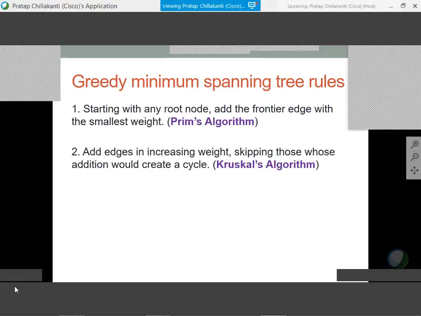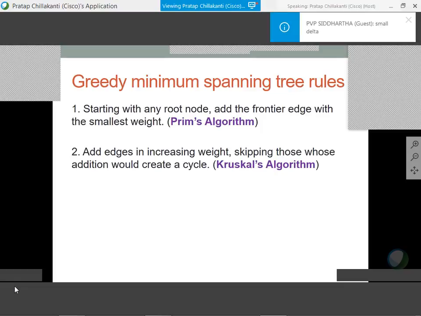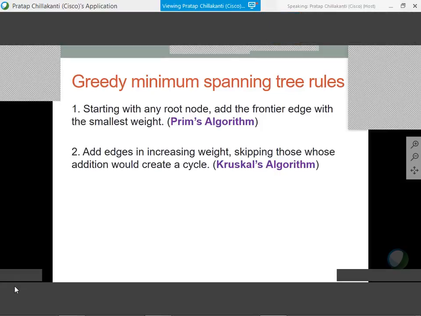Okay. Now, where do all of those things lead to? It leads to our favorite, Prim's algorithm, and then Kruskal's algorithm. Just as a refresher, what does Prim's algorithm do? It starts with any root node, and then it keeps adding edges with the smallest weight. That is the main, small delta. Thank you. Yeah, it comes from small delta.